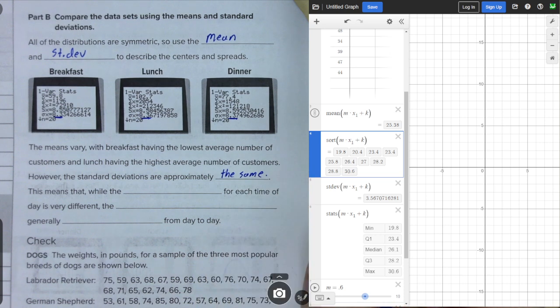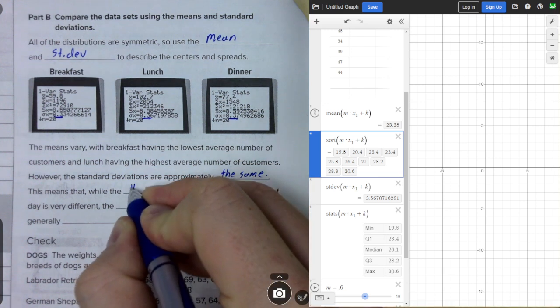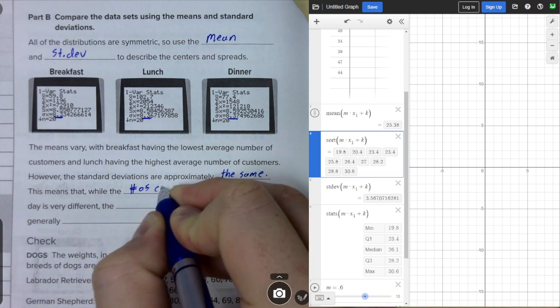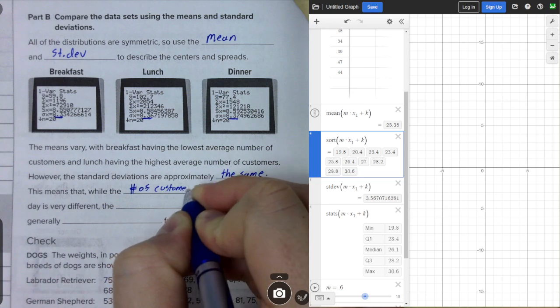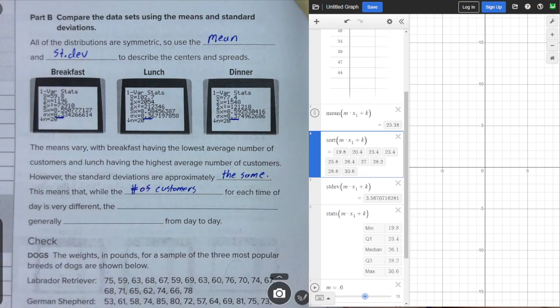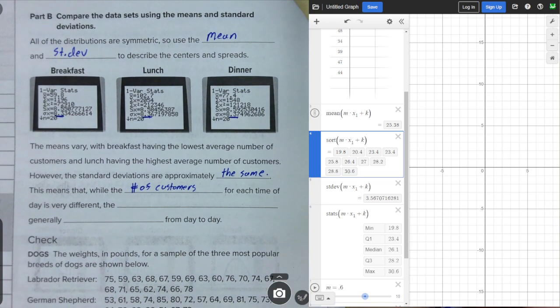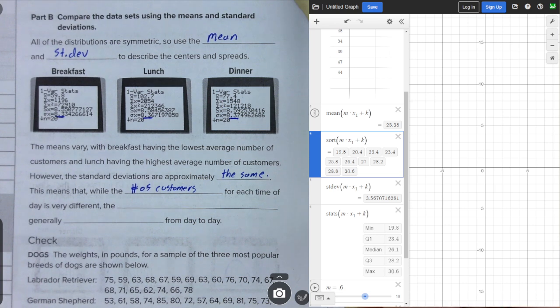This means that while the number of customers for each time of the day is different, I guess you'd say like the average ups and downs is about the same. So, yeah, I mean, everything's about plus or minus 8. That's actually pretty good.